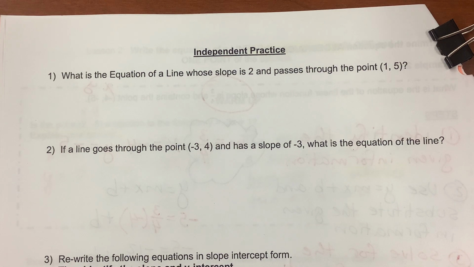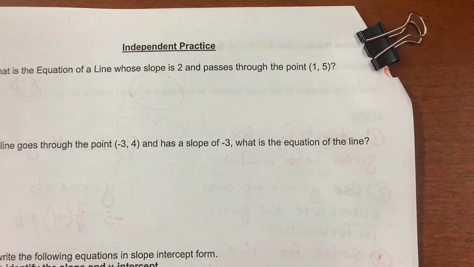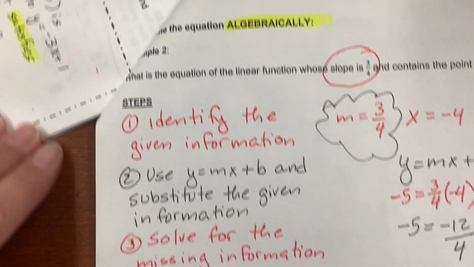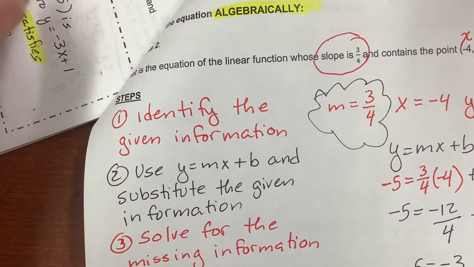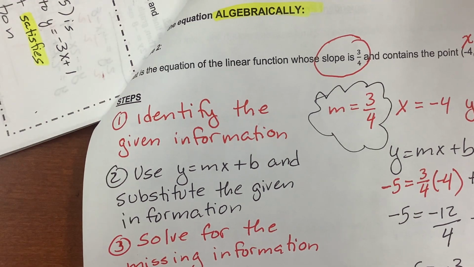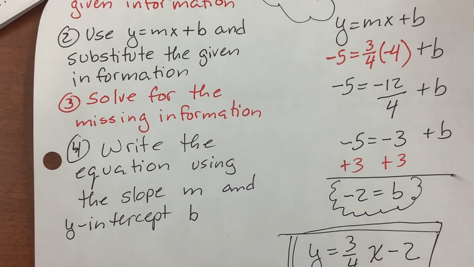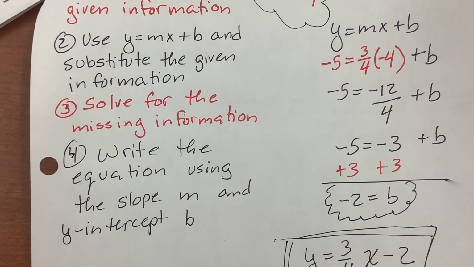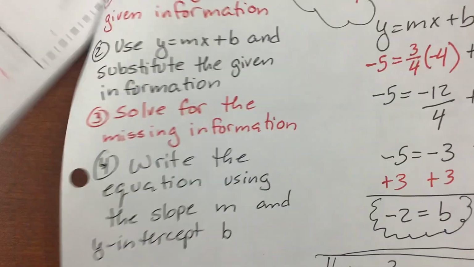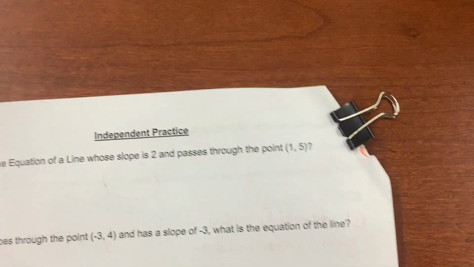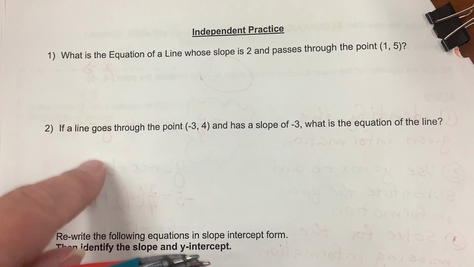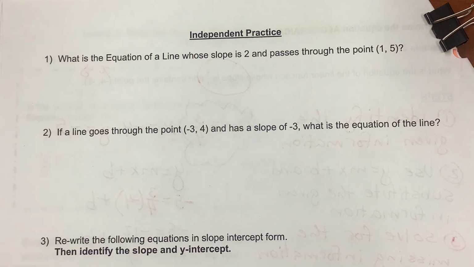So, I am just going to review quickly the directions from the page before. Identify the given information. Use that information in y equals mx plus b by substituting the given information. Solve for the missing information. Write the equation using the slope and y-intercept. And just because it's me, I'm going to rewrite that right here so that I don't have to keep flipping back and forth, and I can just use that to help me write these equations.